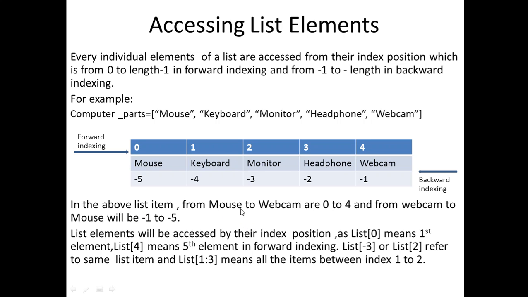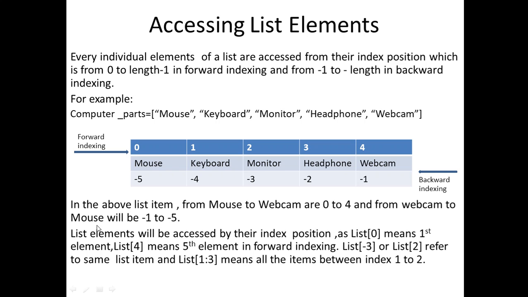In the above list, from mouse to webcam are 0 to 4, and from webcam to mouse will be minus 1 to minus 5. List elements will be accessed. Means if you want to print the headphone, or if you want to print or access the keyboard, then you should know their index position or the index number.